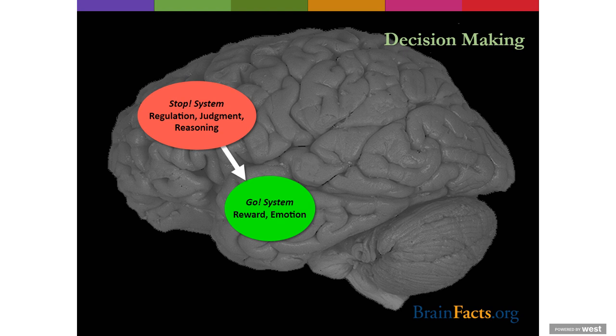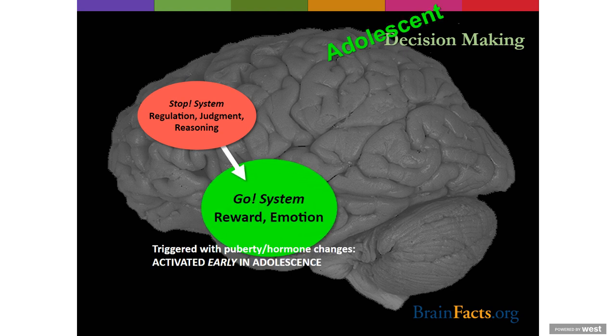So when we look at the brain, of course, the brain's very complicated, with lots of different systems, but some of the basic systems in the brain are those that are designed to find and get rewards. And these rewards are things that are important for survival. So if we think about decision making, these brain circuits play a big role. In adolescent decision making, the GO system, the systems involved in finding rewards that are heightened by emotions, are really activated. They're triggered with puberty and hormones, and they come online really early during development.